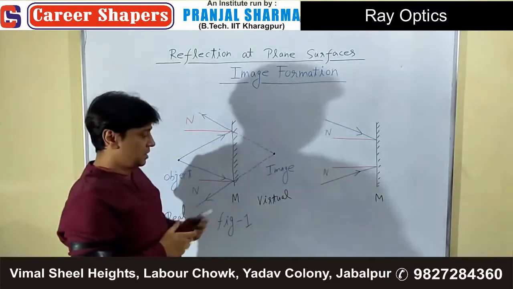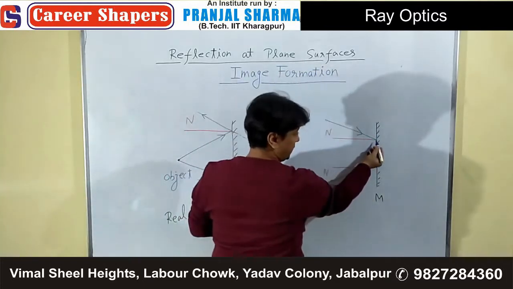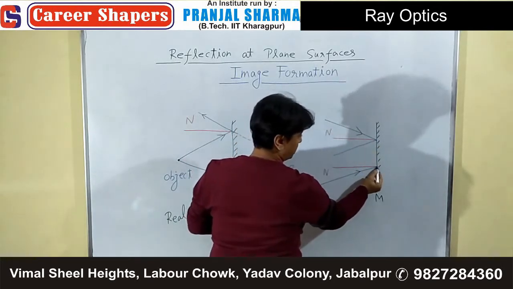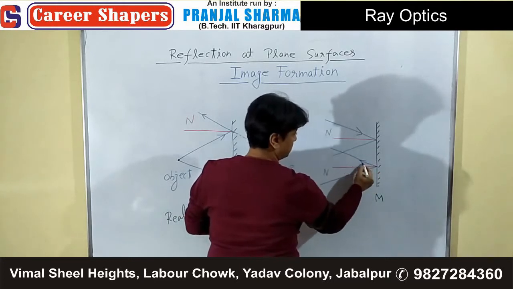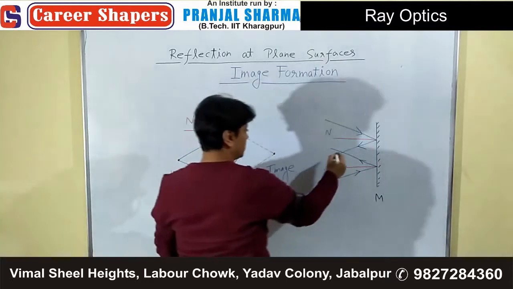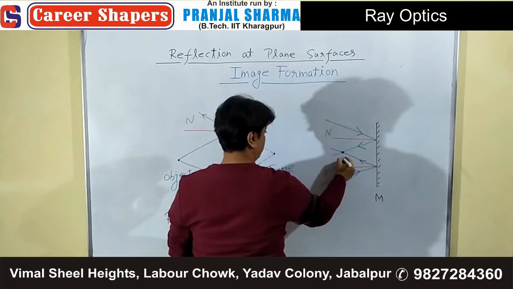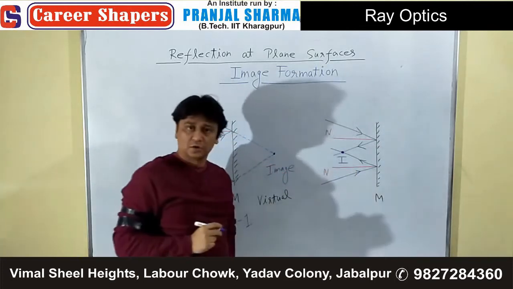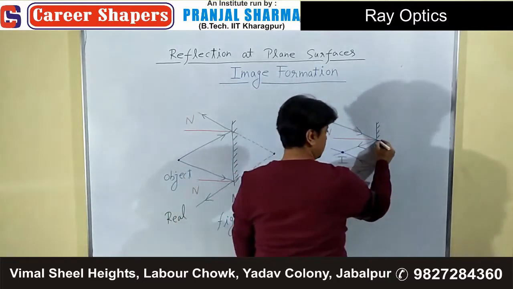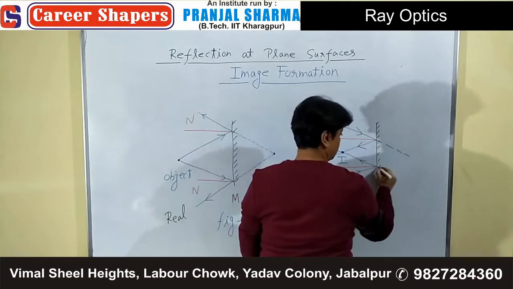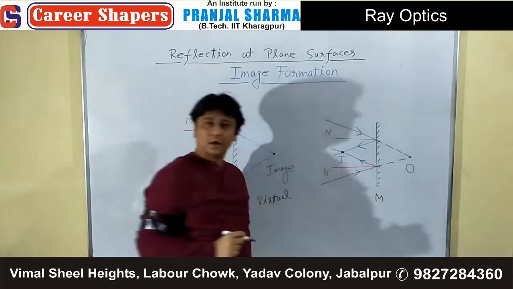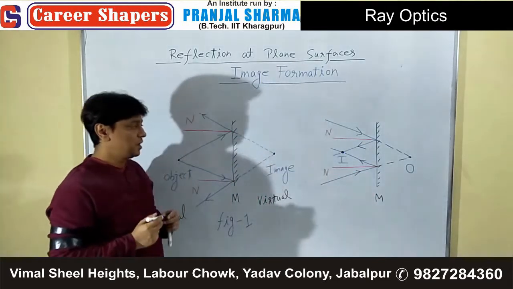Then what? Ye yahan par reflect hogi. Ye yahan par reflect hogi. These two are what? Reflected rays. Reflected rays ka intersection. Aapko pata hai kya hota hai? Image. Incident rays. Incident rays ka intersection. Incident rays ka intersection kya hota hai? Object. O for object, I for image.